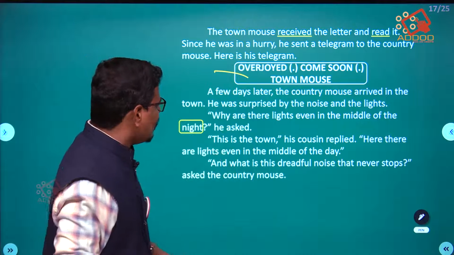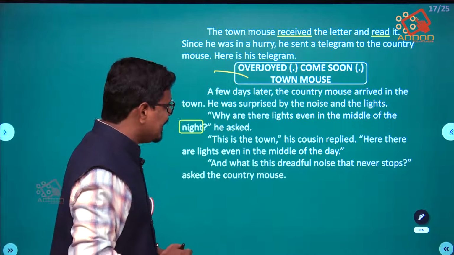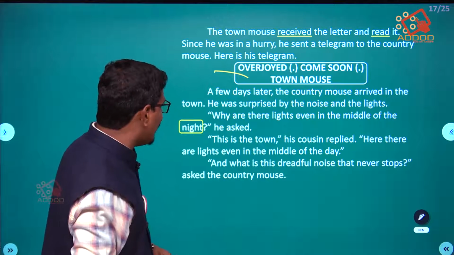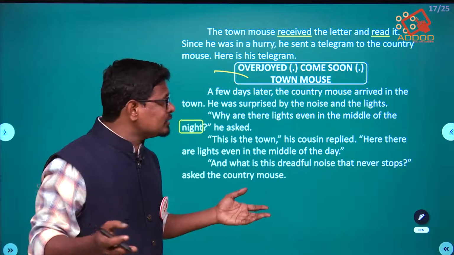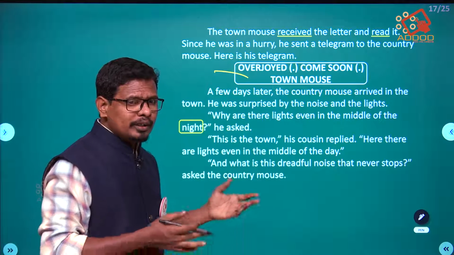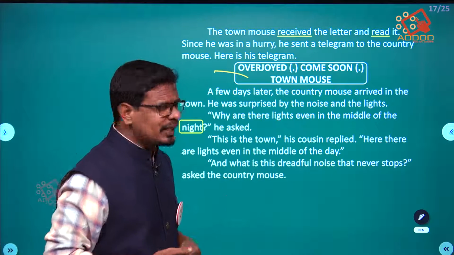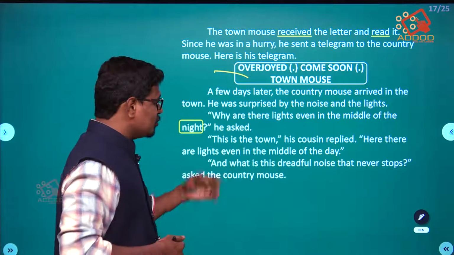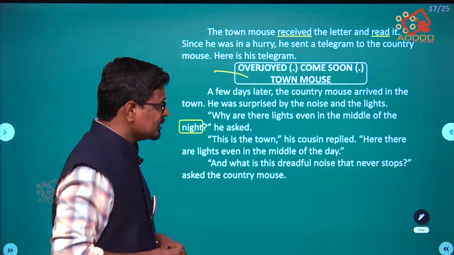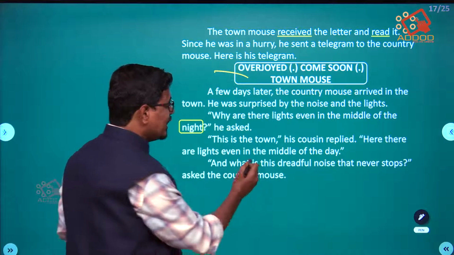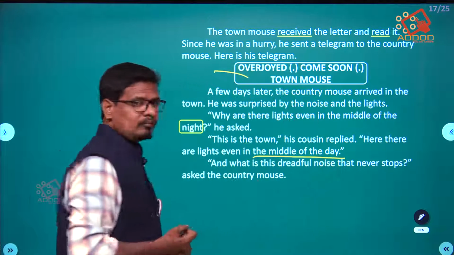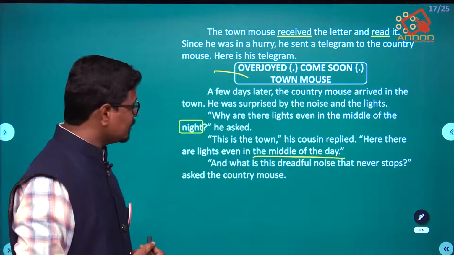The country mouse. Why are there lights even in the middle of the night? It is night, right? People don't require lights. Why did they put them on? They could put them off, right? They could save some energy, right? But the town mouse said, "This is the town." His cousin replied, "Here there are lights even in the middle of the day."